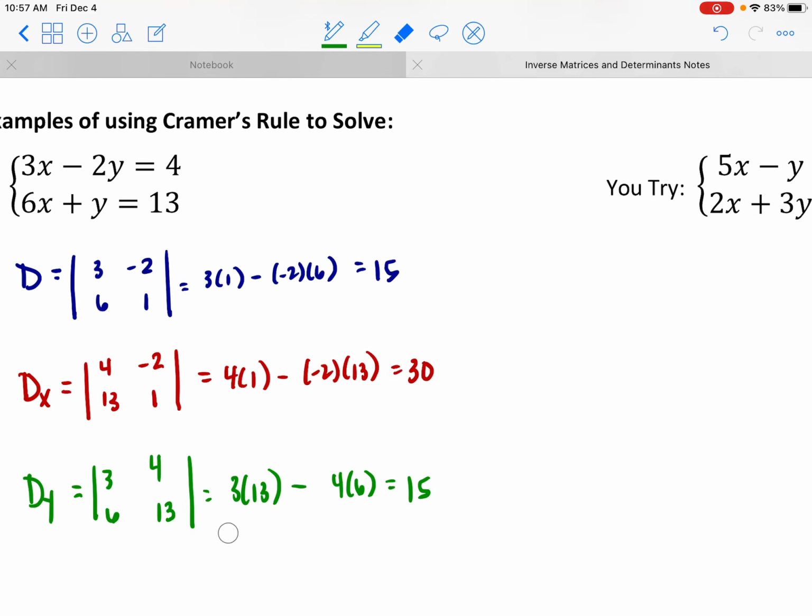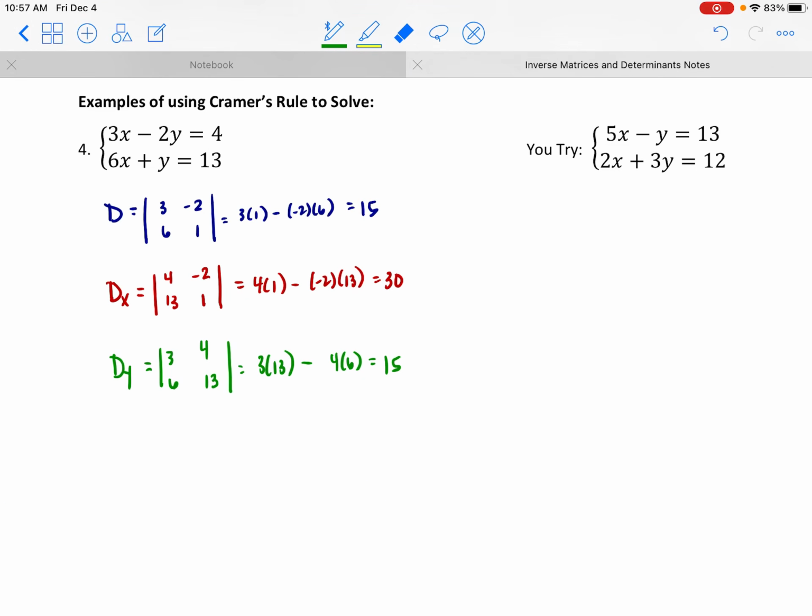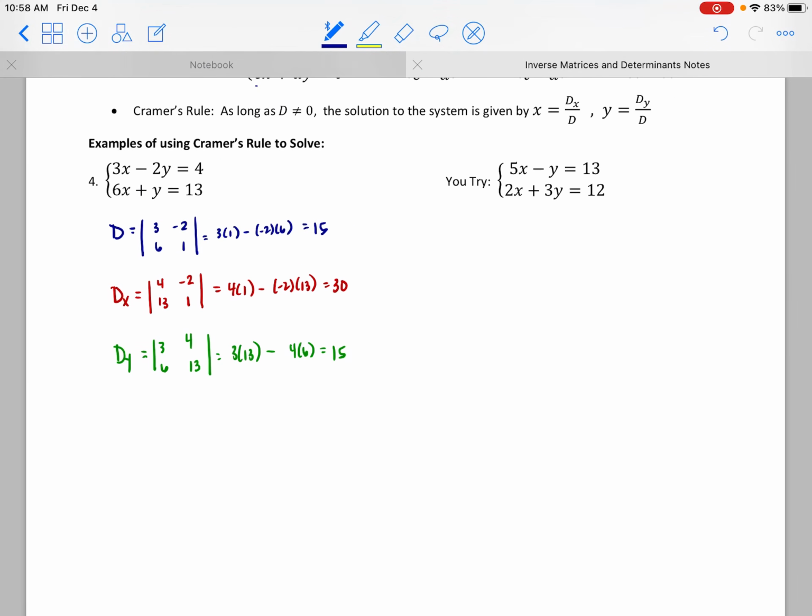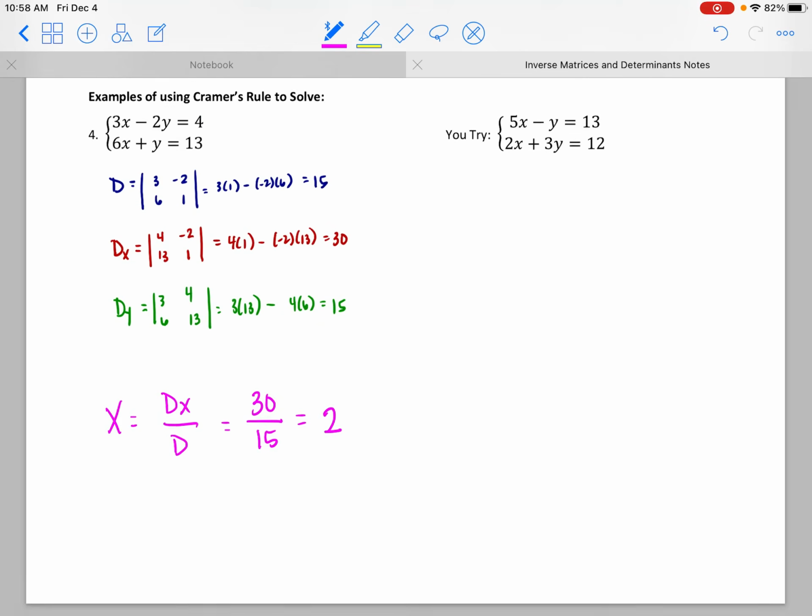Okay, so now we can get to our solution. According to Cramer's rule, our x value in our solution will be taking our determinant of x and dividing by our overall determinant. So the determinant of x was 30, and our overall determinant was 15, and so 30 divided by 15 means our x value in our solution was 2.